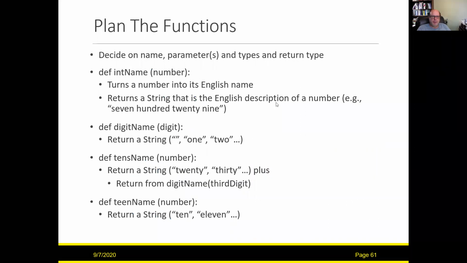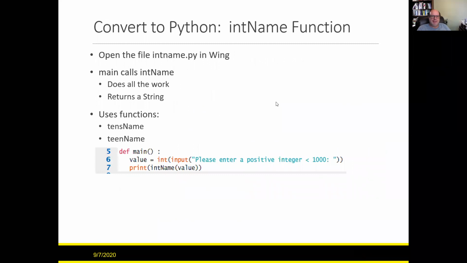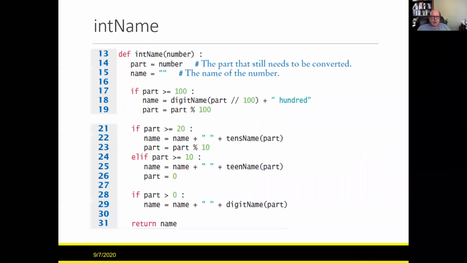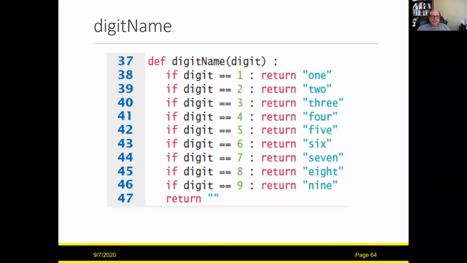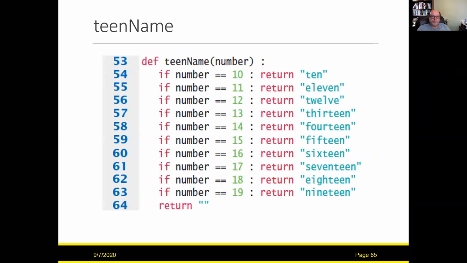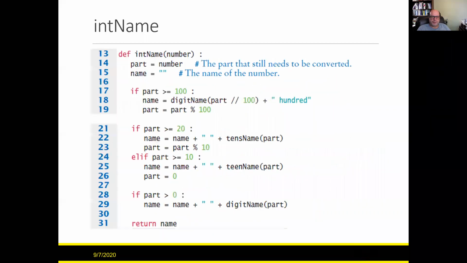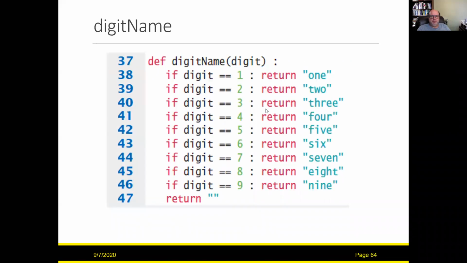So we're going to plan the function. At the last step, we're going to convert it to Python. So you can see that in here, we are checking for certain hundreds in the year.